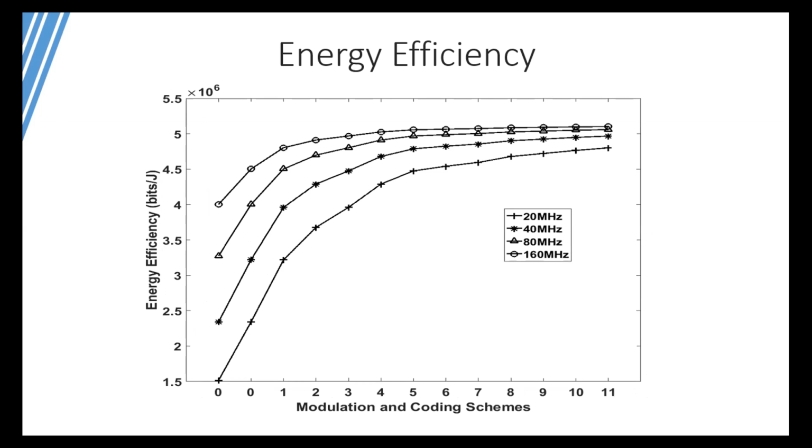For the modulation and coding schemes, we notice that the energy efficiency for the higher modulation and coding schemes is remarkably better than that of the lower modulation and coding schemes. This is due to the fact that 802.11ax uses very high physical layer data rates, better suited for transmission with higher modulation and coding schemes.